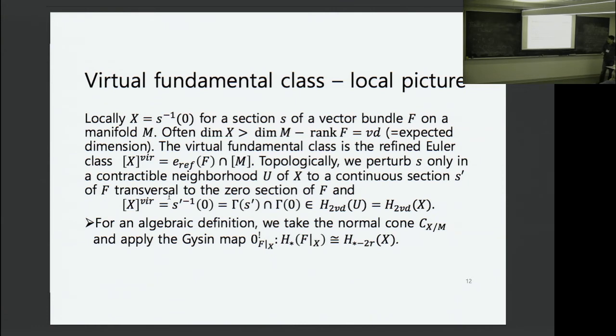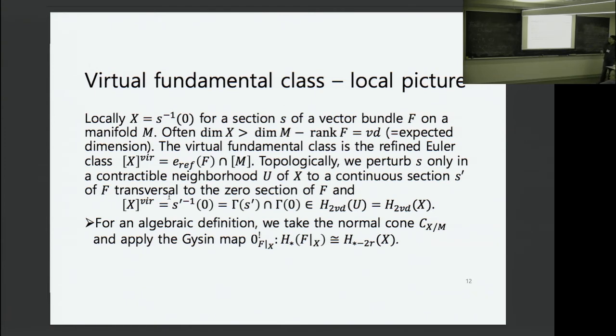Right, but often the dimension of X is greater than the expected dimension, which is the dimension of M minus the rank of the vector bundle, the number of equations. This dimension minus rank of F is often called the expected dimension or the virtual dimension. Now in this local case, the virtual fundamental class is nothing but the Euler class of the vector bundle. Taking the Euler class on a non-compact manifold can be tricky, right? So we have to take something called the refined Euler class of the vector bundle.